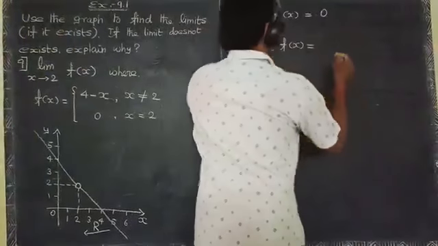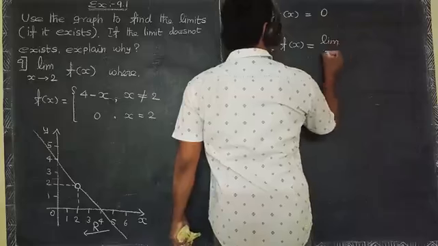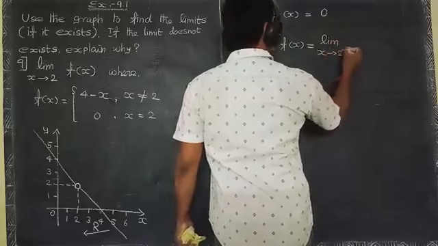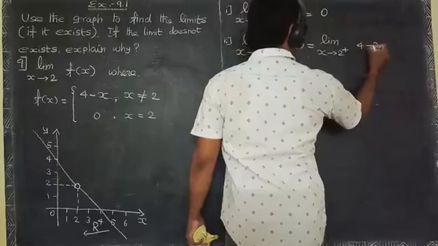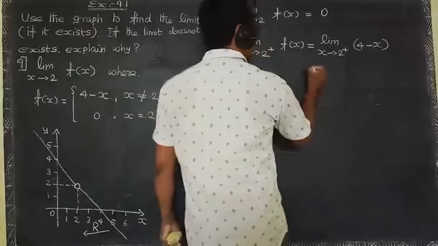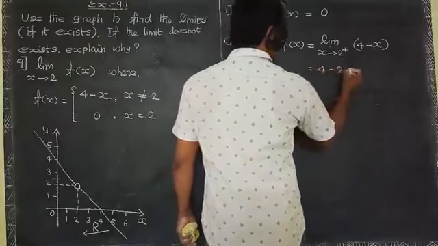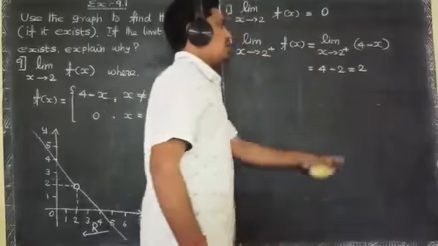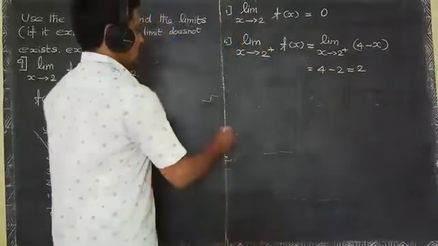That is limit x tends to 2 plus, the function is 4 minus x. Here substitute x equal to 2, that is 4 minus 2, which is equal to 2. Okay.